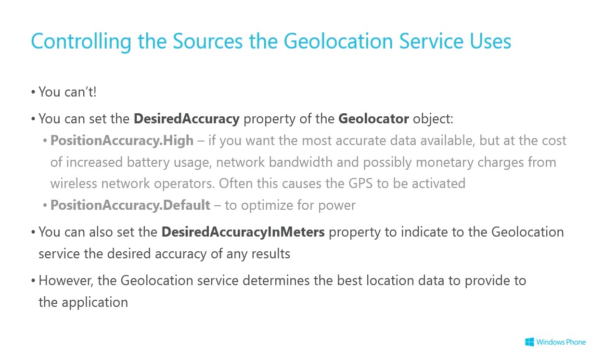You can also set the desired accuracy meters property, another way of influencing how accurate it is and how long it will take to get a fix. So if you're only interested in the nearest 100 meters, set that to 100, and you're going to get a quicker fix, because as soon as it gets within that range, it will give you the position information back again. But it's up to the geolocation service on the phone to figure out how best to satisfy your request for location information.